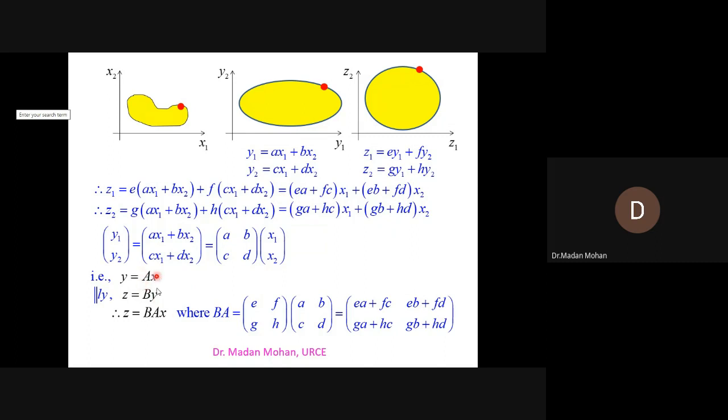Very simple. Therefore, this entire calculation become just these three steps: Y equal to AX, Z equal to BY, Z equal to BAX. Of course, we give the instruction to the machine. Side by side matrices means row column wise, means matrix multiplication. I think you got why we are defining matrix multiplication row column wise. Okay. Next.